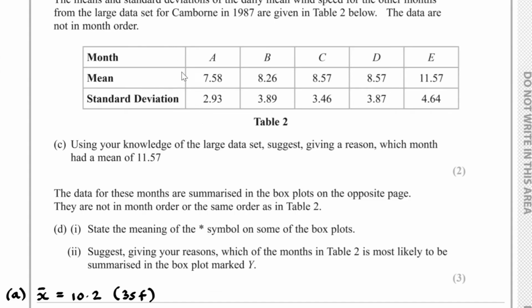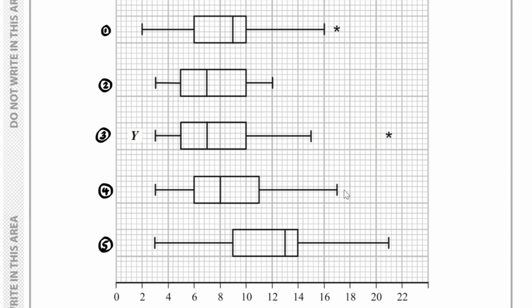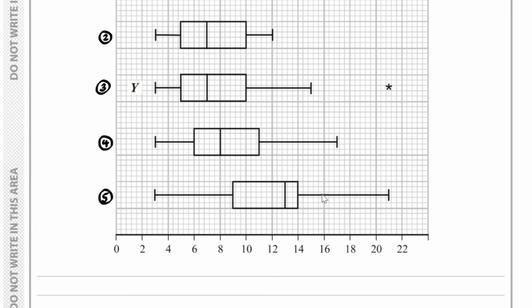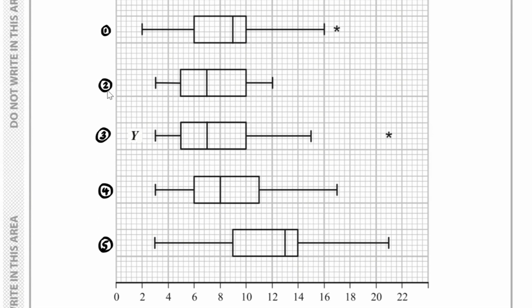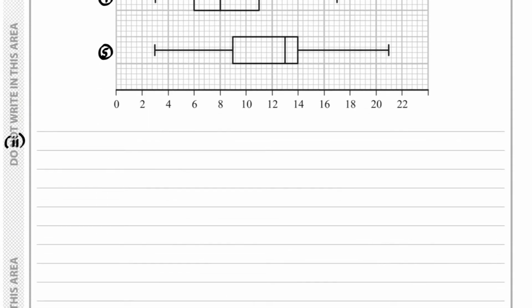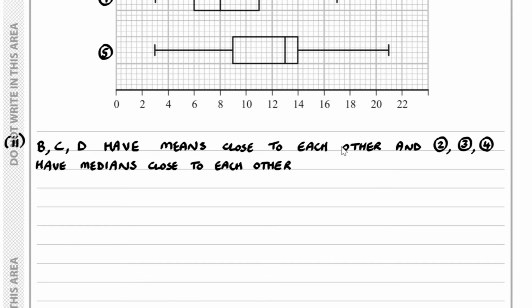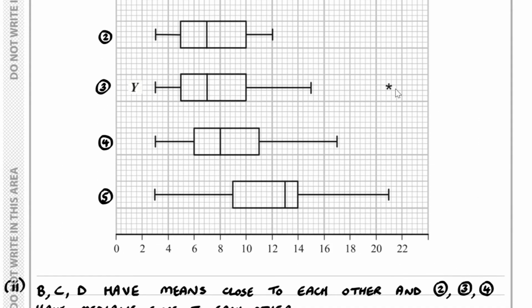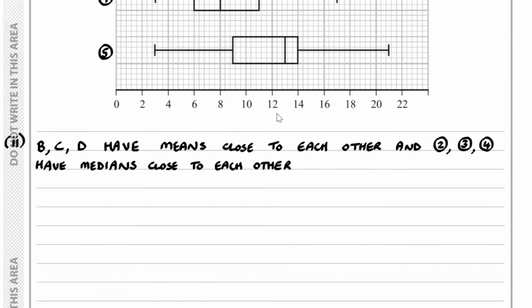Now, if we take a look at table 2, and at B, C, and D, they all have means of 8 point something. These means are pretty close to each other. And if we look at these box plots, we can see that 2, 3, and 4 have medians close to each other. So let's write that down: B, C, and D have means close to each other, and box plots 2, 3, and 4 have medians close to each other. Now, Y has this outlier over here.